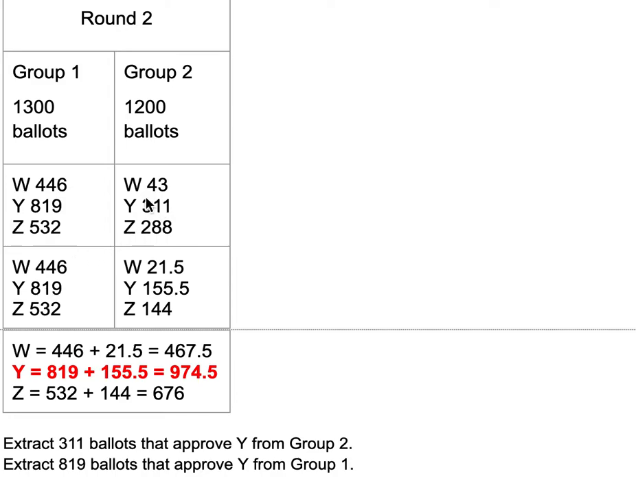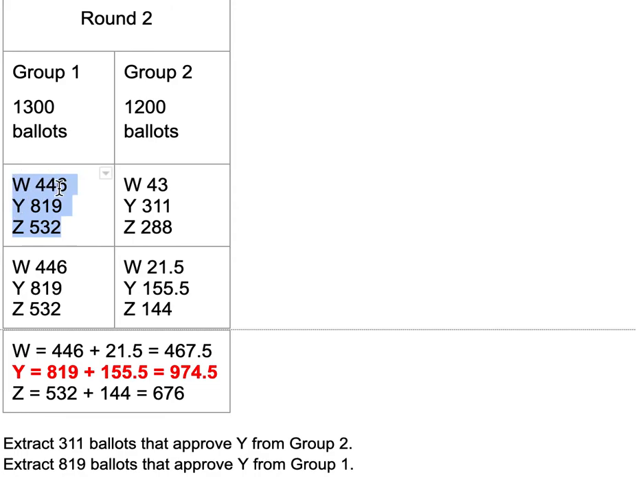And then below the tallies, we have the weighted result. So for instance, the group number here is 2. We take these tallies and divide them by 2 to get the effective votes. W here is 43 votes, divide that by 2, that's 21.5. Y is 311 votes, divide that by 2, it's 155.5. And then Z with 288 votes, divide that by 2, it's 144. In group 1, of course, dividing by 1 doesn't really change the result, so these numbers look the same.